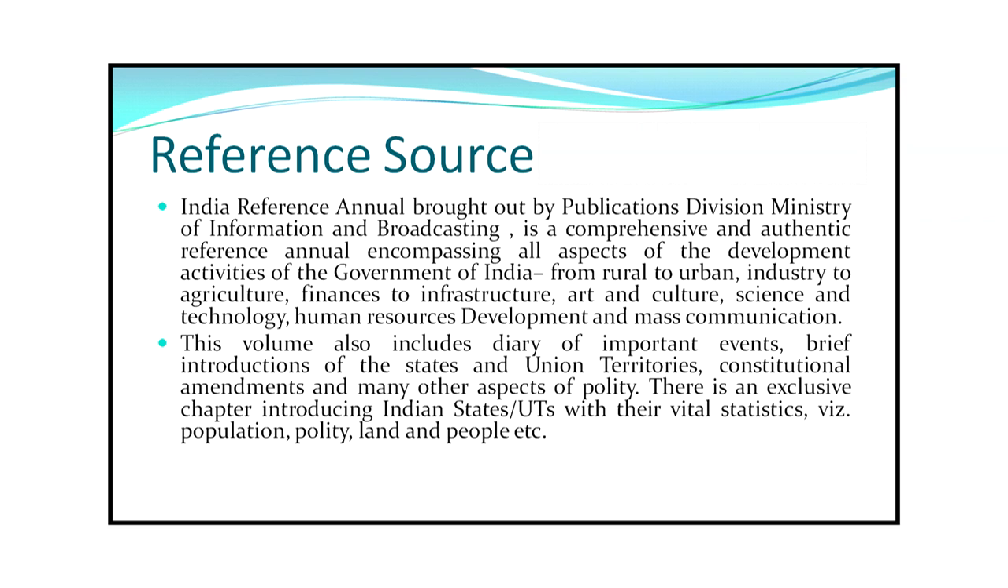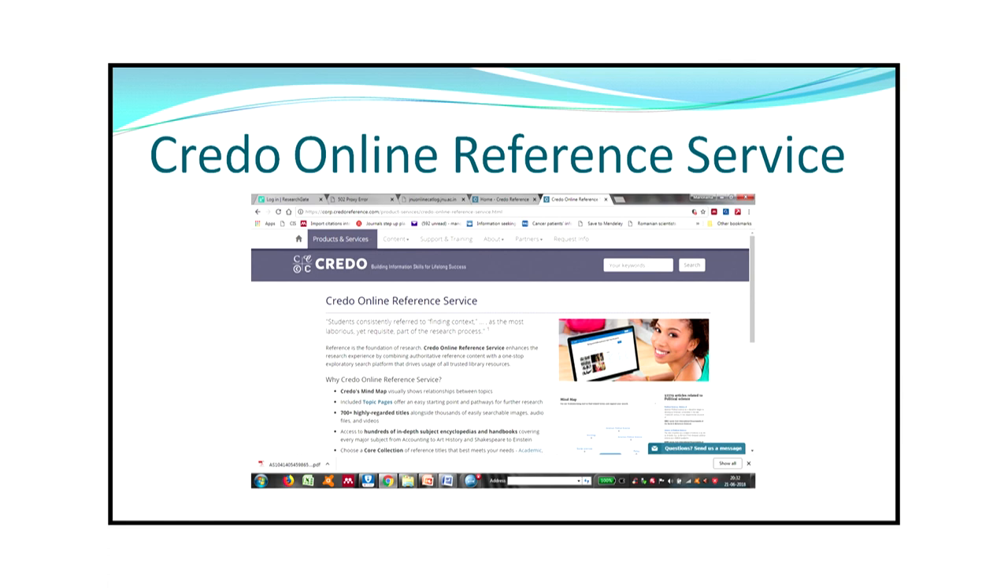It encompasses all aspects of development activities of the Government of India, from rural to urban, industry to agriculture, finances to infrastructure, art and culture, science and technology, human resource development, and mass communication. This reference source includes a diary of important events, brief introductions of the states and union territories, constitutional amendments, and many other aspects of polity. There is an exclusive chapter introducing Indian states and union territories with their vital statistics, population, polity, land, and people. There is another reference source which is available online, known as Credo Online Reference Service. This reference source includes many encyclopedias, subject encyclopedias, and handbooks.